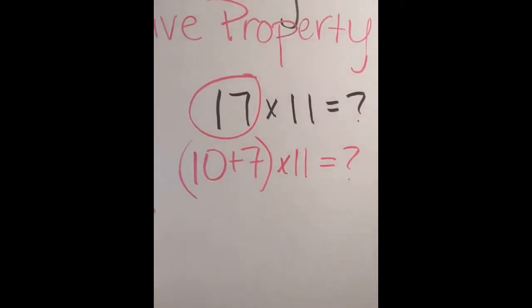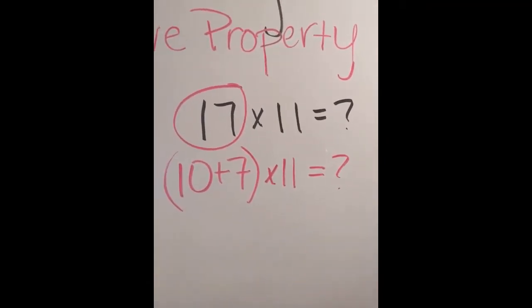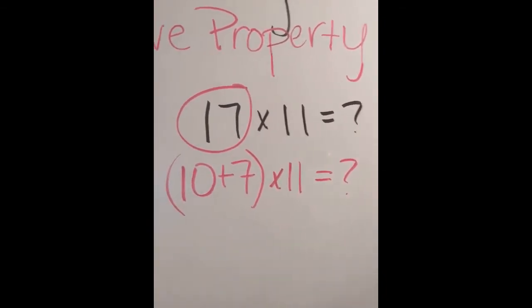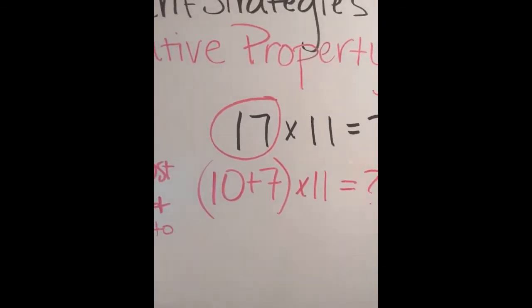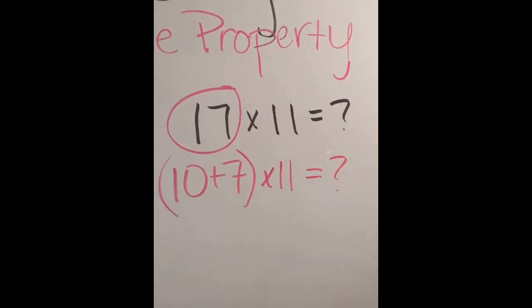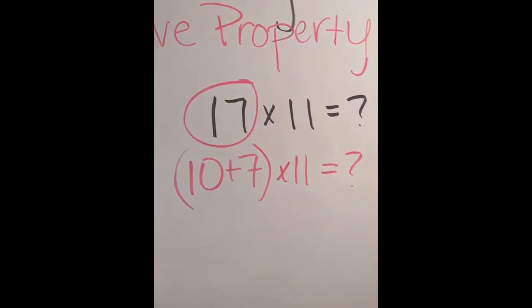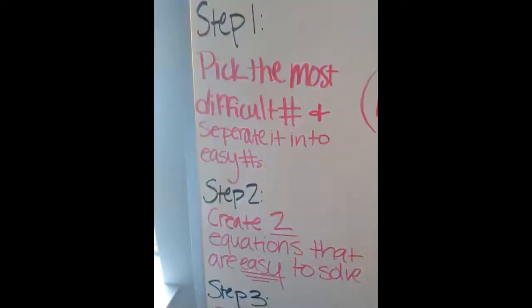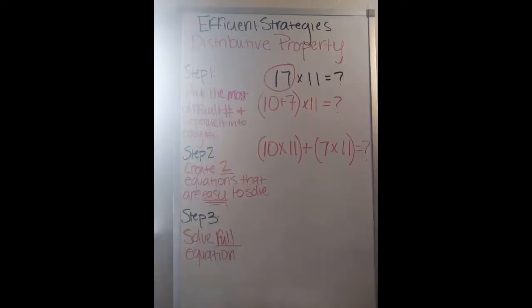Go ahead and pause the video and think about why I would have chosen 10 plus 7. Alright, so I chose 10 plus 7 because 10 is a super easy number to multiply by. And the whole point of this distributive property is to make things easier for us. So let's go ahead and move on to step 2.